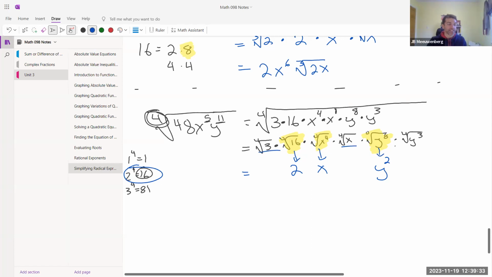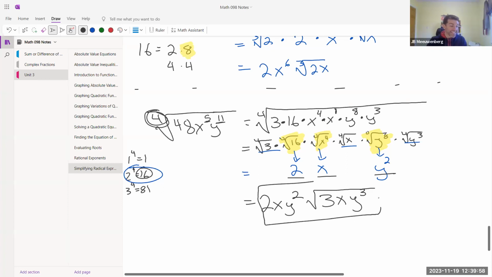So that's what each of these will be. And then this, and this, those are just going to come back together under the radical. I'll just jump right to that part now. So this, and this are coming outside. 2x, y to the 2nd. And then the things we could not simplify, 3x and y to the 3rd, those all stay on the inside. And that is how we are simplifying radical expressions, particularly with things that are not perfect squares or perfect cubes.